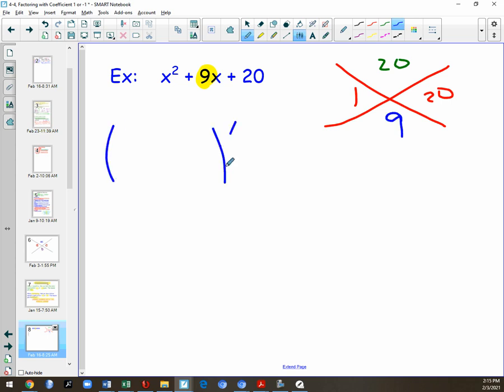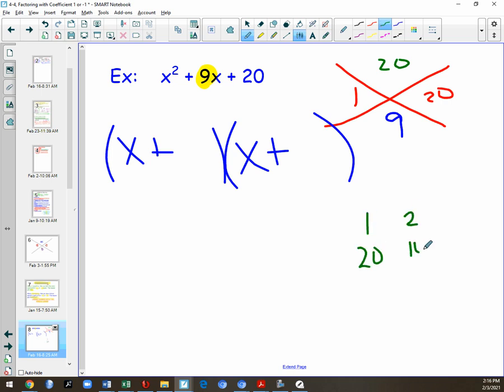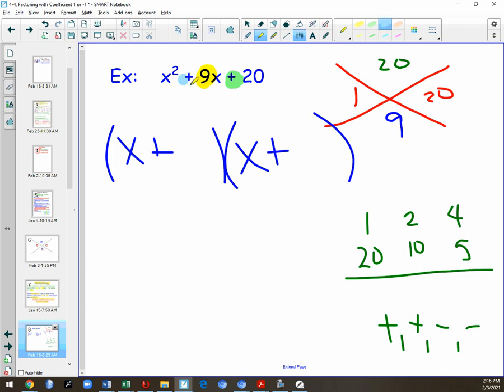You're going to immediately write two sets of parentheses. You're going to put x in each one of them along with a plus sign. Now, I want you to go over to your calculator soup, and I want you to find all the factors of 20. That's 1 and 20, 2 and 10, 4 and 5. Now, I have to have a positive 20. If I have to have a positive 20, that means my signs are either plus plus or minus minus. How do I determine that? I'm going to simply look at the middle sign here. My middle sign is a plus, so therefore they both have to be positive.